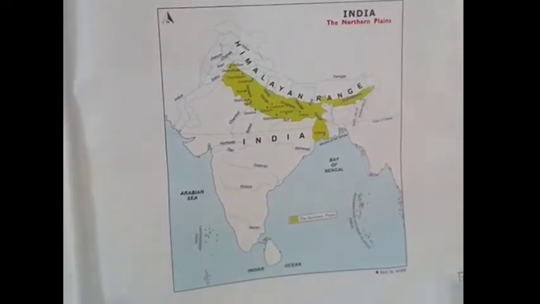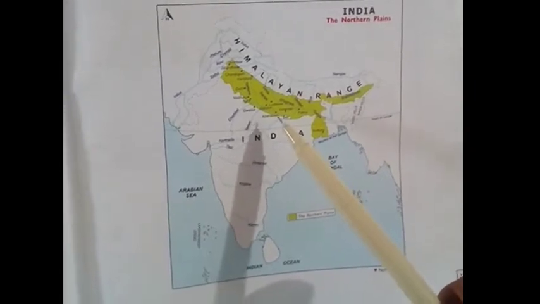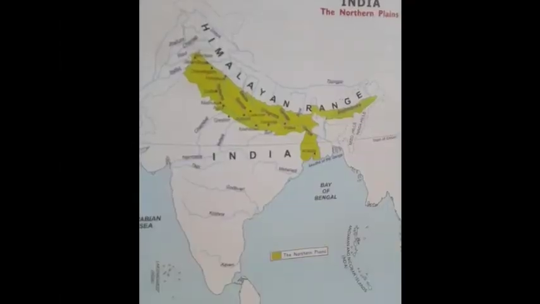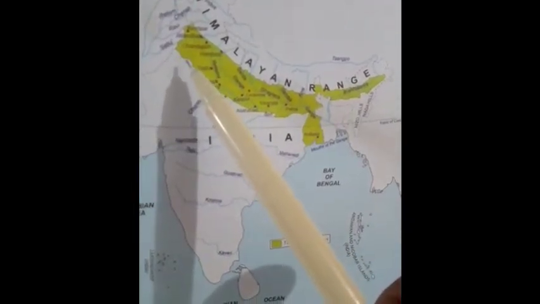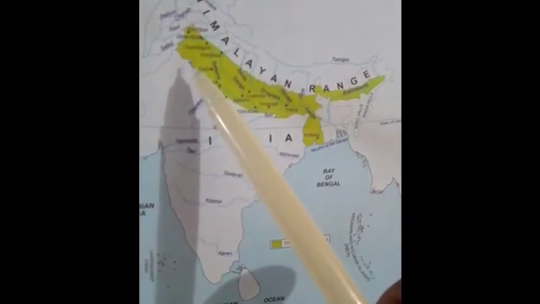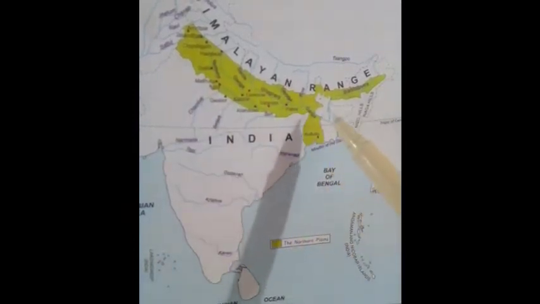Now in this map, I'll show you the northern plains of India. In this green color, you will see the northern plains of India.